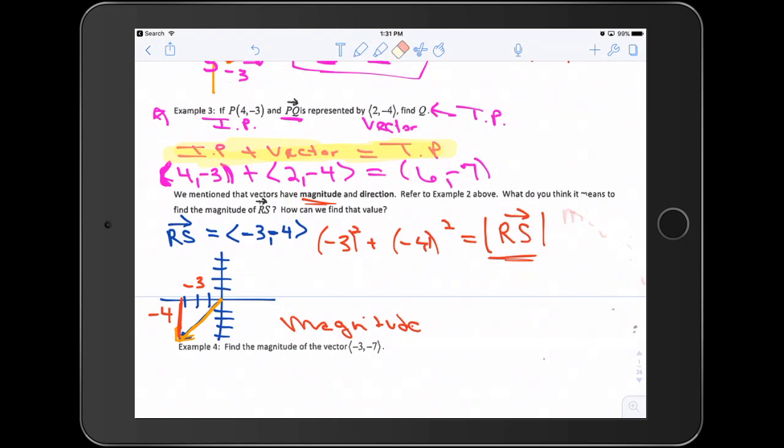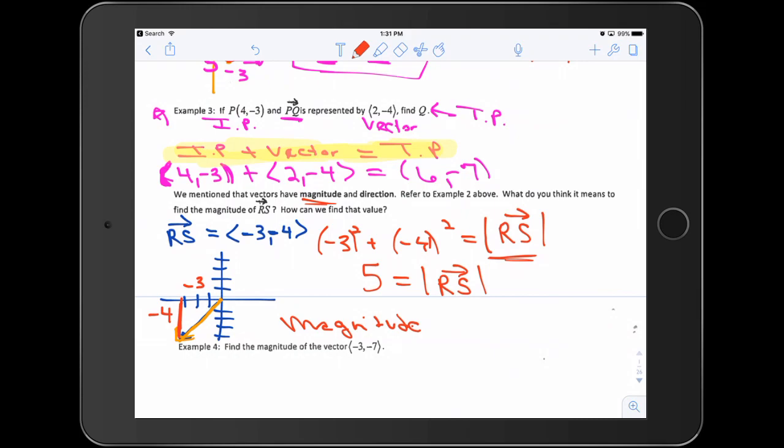And so when we calculate that out, if you use the Pythagorean theorem to find it, you'll realize really quickly that your magnitude, or the length of that, or the size of that orange vector, is going to be 5. Which is the magnitude of RS. Okay, so that's a biggie right there.